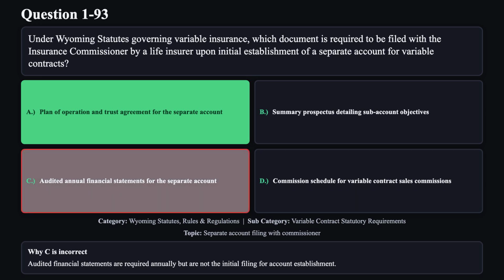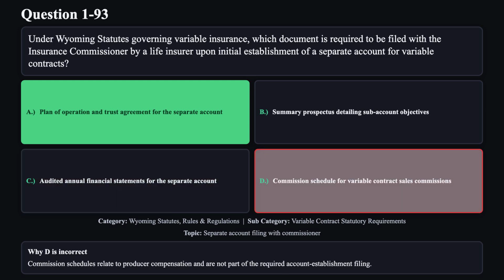Reason C is not correct. Audited financial statements are required annually but are not the initial filing for account establishment. Reason D is not correct. Commission schedules relate to producer compensation and are not part of the required account establishment filing.